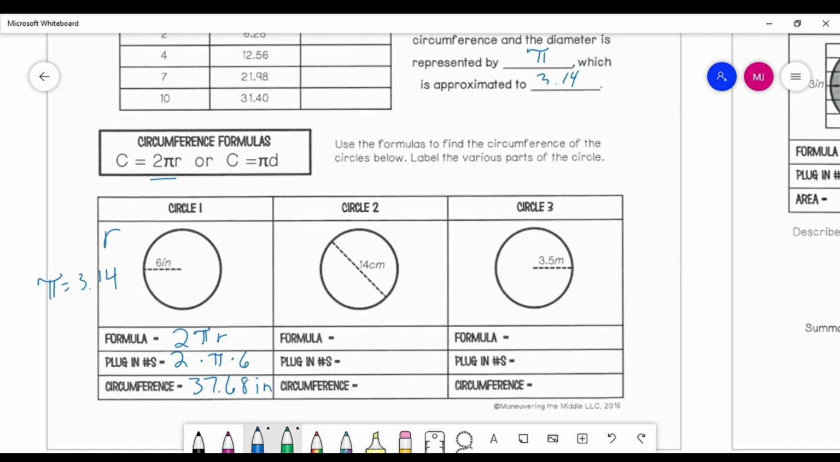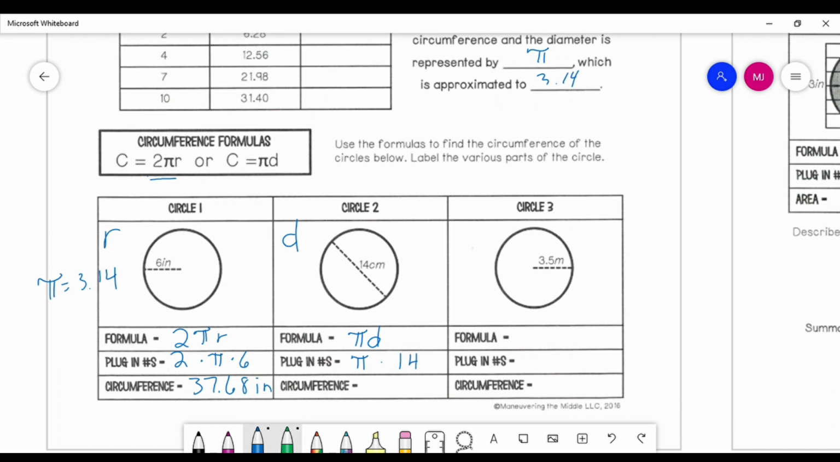Circle number 2. Are we given the radius or the diameter? Diameter. We're given the diameter. And so we can use either one. We could split the diameter and get the radius, or we could just use the diameter formula. So we're going to use the diameter formula on this one. So pi times d. We're going to plug in our numbers. So pi times 14.